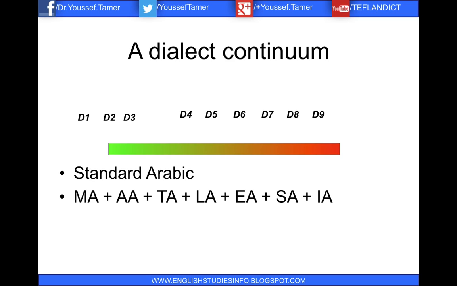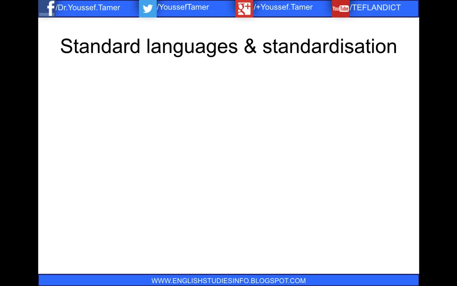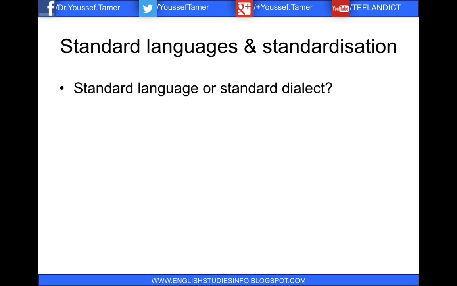You can compare dialect 1 to Moroccan Arabic, dialect 2 as Algerian Arabic, dialect 3. So the further you go, the continuum, the mutual understanding reduces and decreases. Now, we have to talk about another issue, which is standardization and standard language as other concepts.